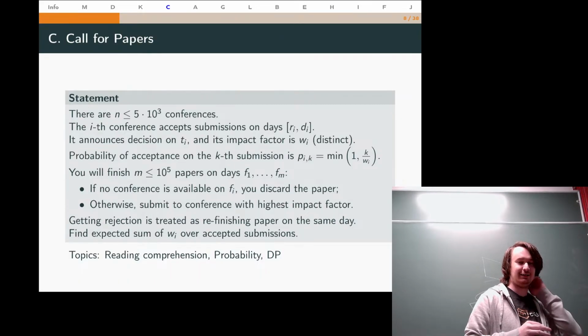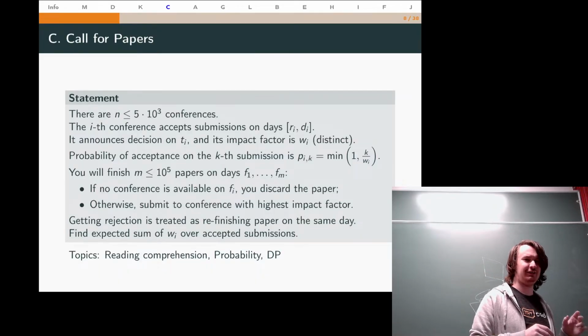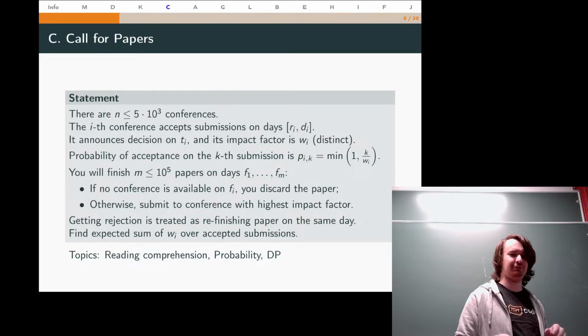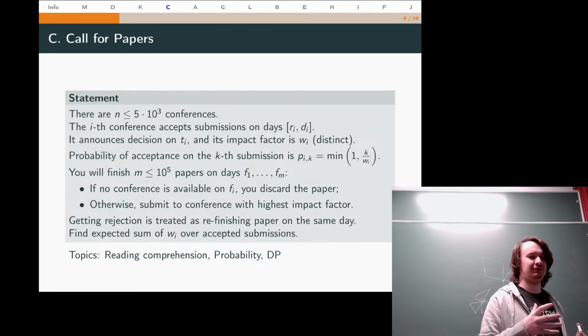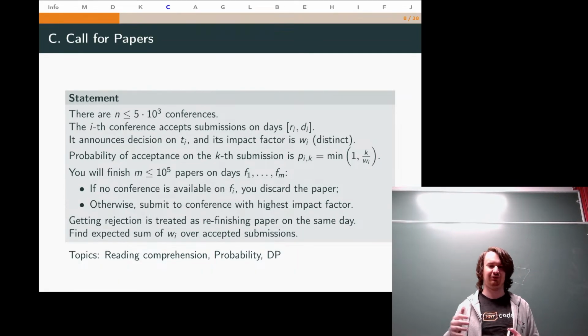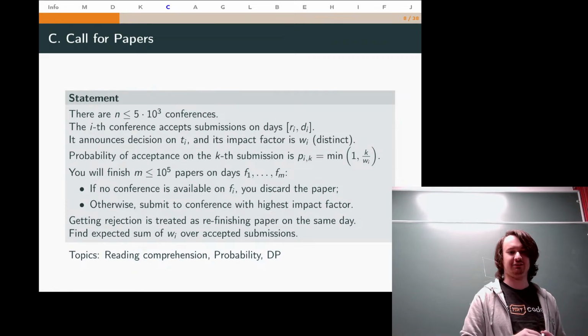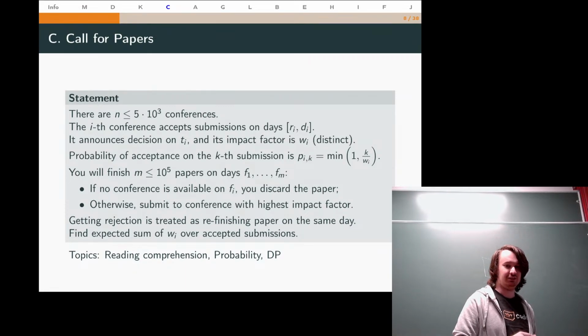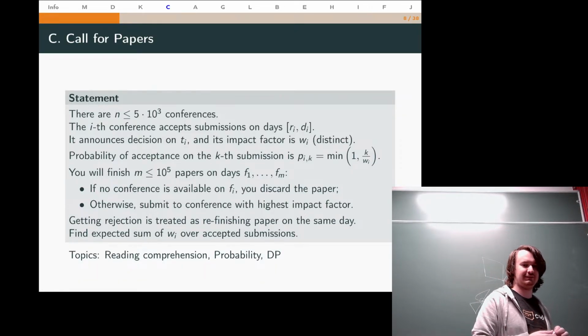n conferences, up to 5,000, and the ith conference has some interval that it accepts submissions from day Ri to day Di, and after the submission time is over, it announces a decision on some specific time on day Ti. The specific time does not matter because this day is after it finishes taking submissions. Also each conference has a parameter which is the impact factor of this conference.